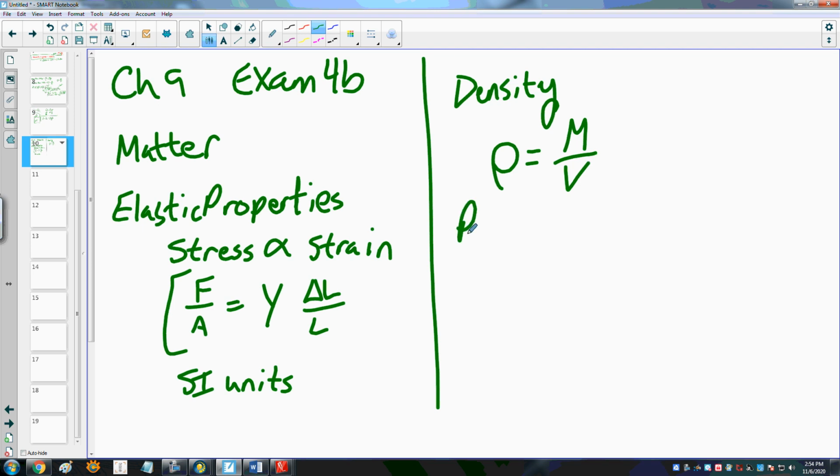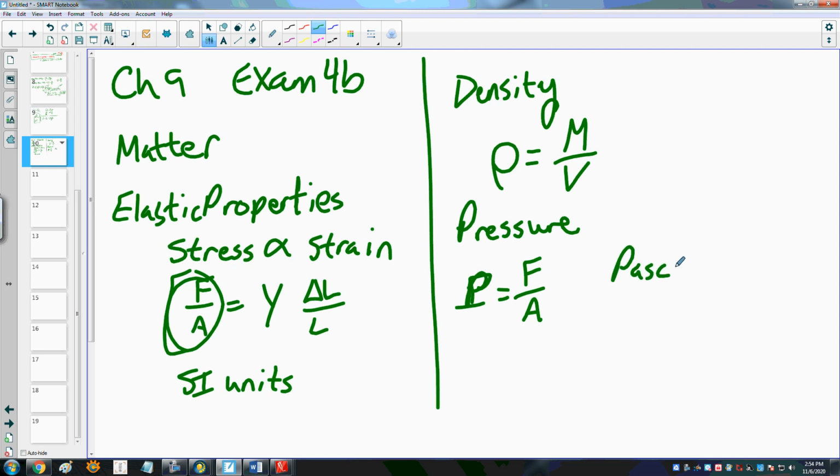Pressure. You see pressure in a couple different ways. First of all, just the basic definition of pressure. Pressure is a force per unit area. So in fact, over here where we had elastic properties, that was a type of pressure. The units of pressure are going to be Pascals, which are a Newton per square meter.